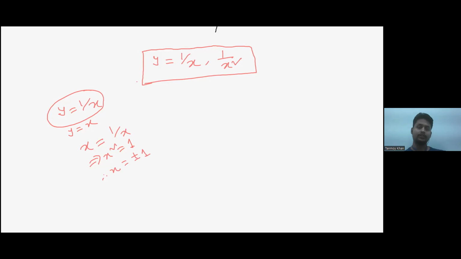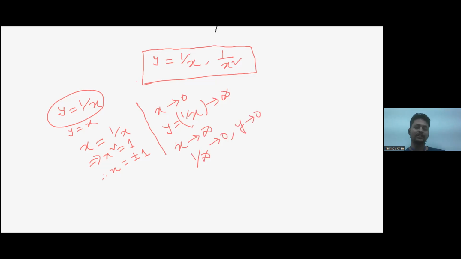Now, this is the first one here, and this first one you got. Now just see, whenever x is 0, what will be y, 1 by x? It will be infinity, right? And whenever x is itself infinity, something by infinity, that means obviously 0. That means y will be 0. So whenever x is going to 0, y is becoming infinity. Whenever x is infinity, y is becoming 0. Right? And the third one, xy.